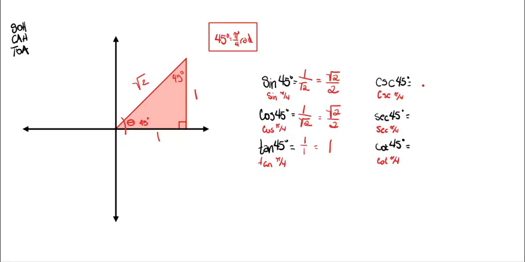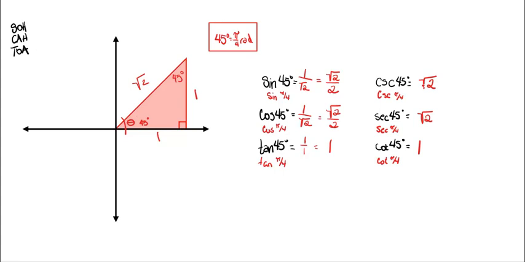The reciprocal of 1 over square root of 2 is just the square root of 2. Same thing for secant of 45 degrees. It's just the reciprocal of 1 over square root of 2, which is square root of 2. And the reciprocal of 1 is 1. So here we have all 6 trig functions of a 45 degree angle.